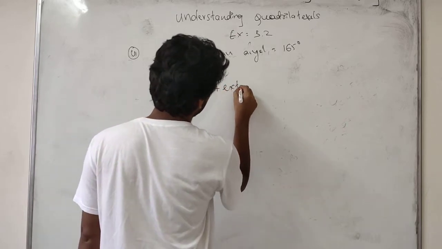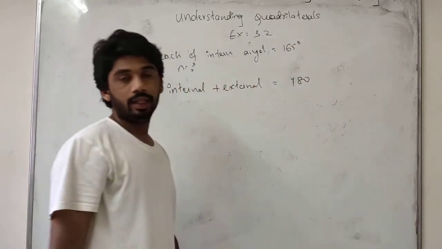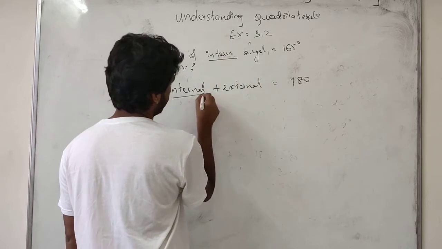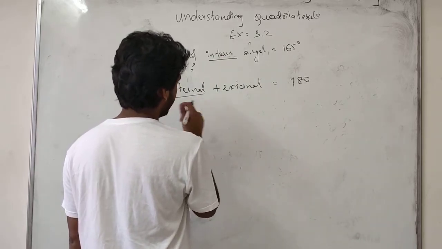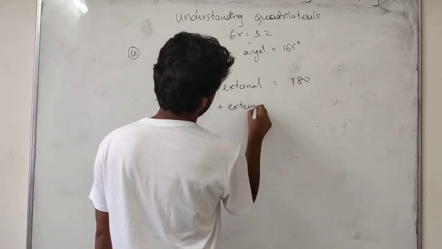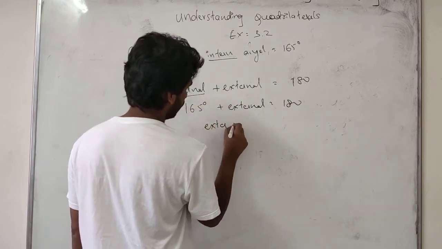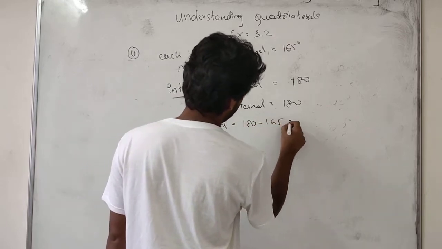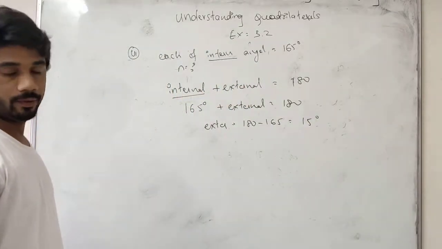Internal plus external is 180 degrees. Internal plus external will be 180 degrees. So here they give the internal angle, which is 165 degrees, plus external is 180 degrees. So external is 180 minus 165, which means we will get 15 degrees.